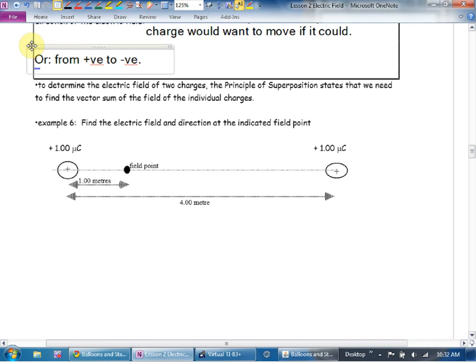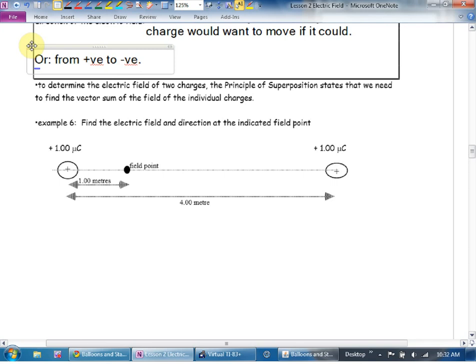Look at example six. How many charges are there in this question? Two. And they want us to find the net overall combined electric field where that black dot field point is. There is no equation to find the electric field from two charges.